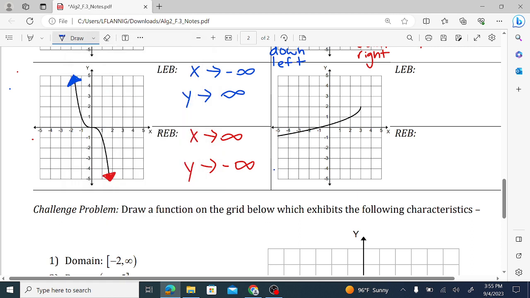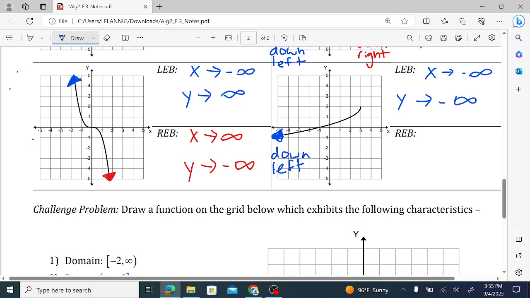Last one. This one's a little bit different. On the left, it's very easy. As we're going to the left, x always approaches negative infinity. However, y is a little bit different. Well, not different, just it's going down. So y is approaching negative infinity as well. You say down. Oops, that has the worst spelling I've ever done in my entire life. Down and to the left.